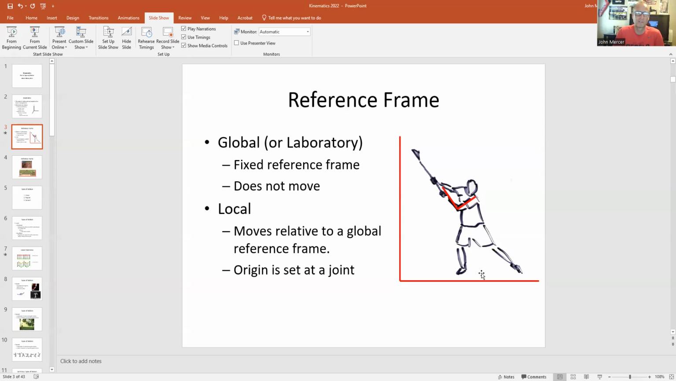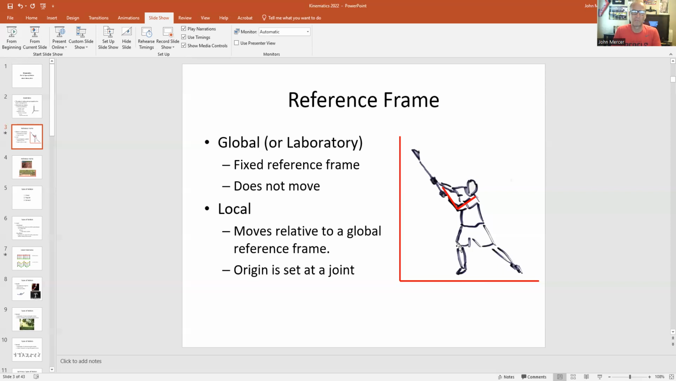That origin is going to move as this person does their movement. In this case, it's a lacrosse shot. And that origin is not fixed in space. It's going to move. And what we will often do is we'll have this local reference frame in order to describe how one segment is moving relative to another segment. Okay, so that's a local reference frame.